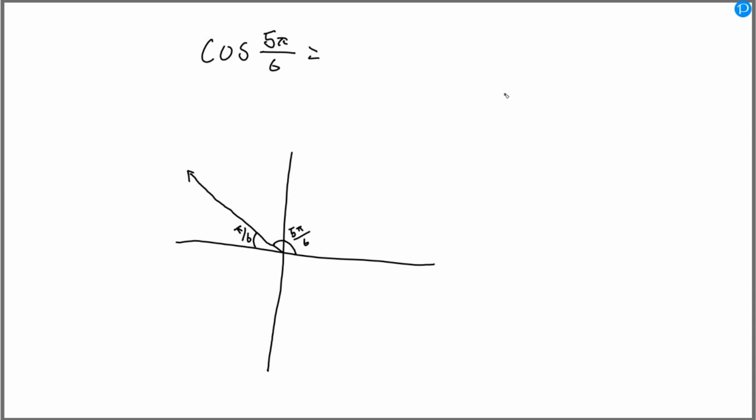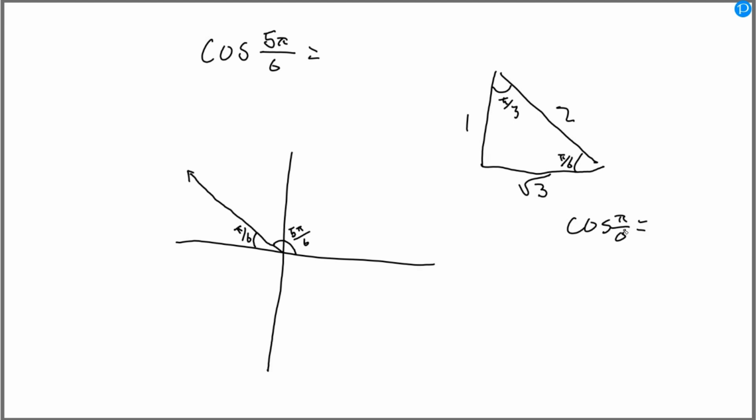So now we can consider pi by 6 in terms of our special triangles. The one with pi by 6 is the 60-30 one. So here, this is pi by 3. This is pi by 6. This is 1, 2, root 3. So what is cos of pi by 6? Well, cos pi by 6 is equal to the adjacent over the hypotenuse, so root 3 over 2.